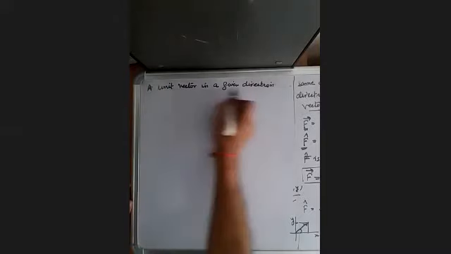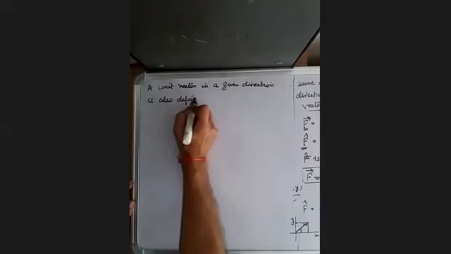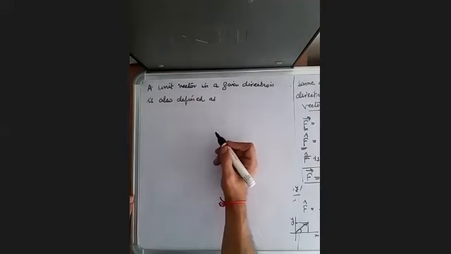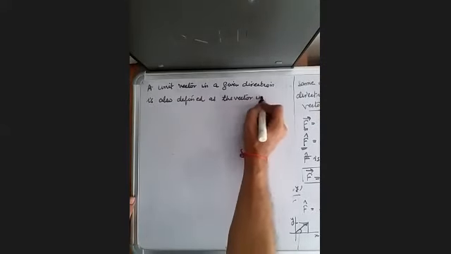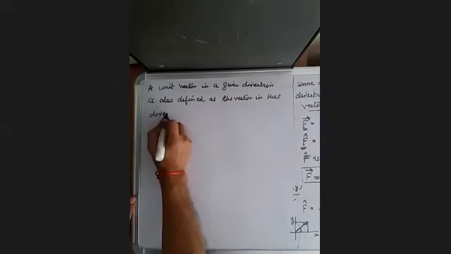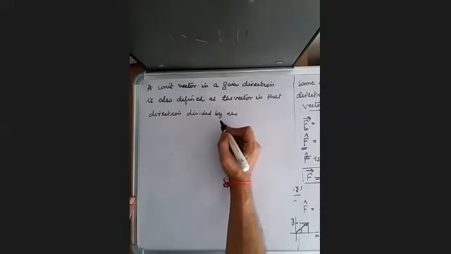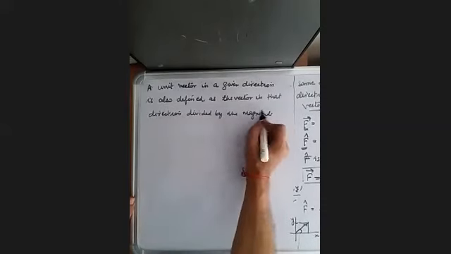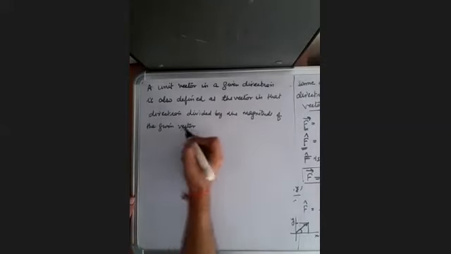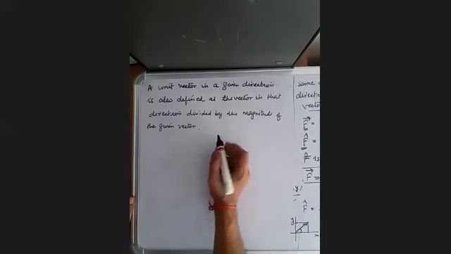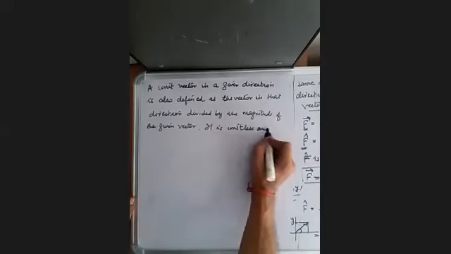A unit vector in a given direction is also defined as the vector in that direction divided by the magnitude of the given vector. Okay, so it is unit and dimensionless.